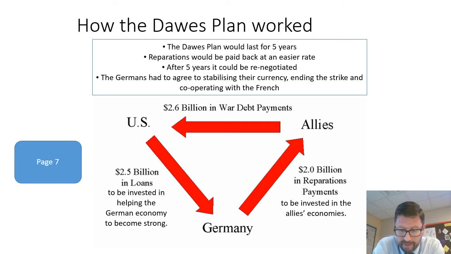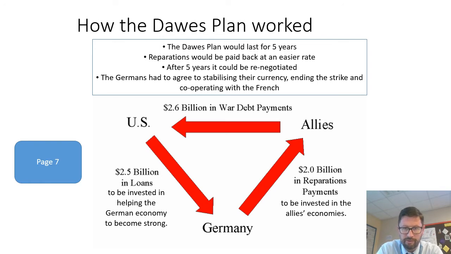This would help the German economy and produce profits for paying reparations. And so with their reparations money, the Allies would be able to invest in their economies. They would also produce profits, and these could be used to pay back the US loans. Reparations payments would be changed to allow the Germans longer to pay and in more realistic amounts. And if all was going well, after 5 years, the Dawes Plan could be renegotiated.